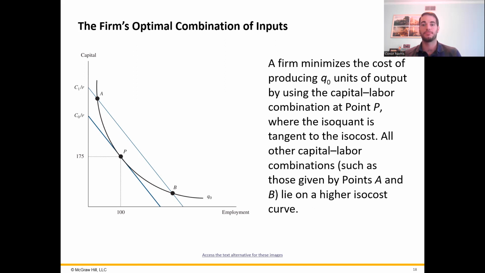So the firm wanting to minimize costs while producing the desired level of output is going to produce, again, I want to drive this home, where they are tangent to each other, where there is just one point that touches that line. At that point, the firm is getting the most output for its spending using the most efficient combination of labor and capital.